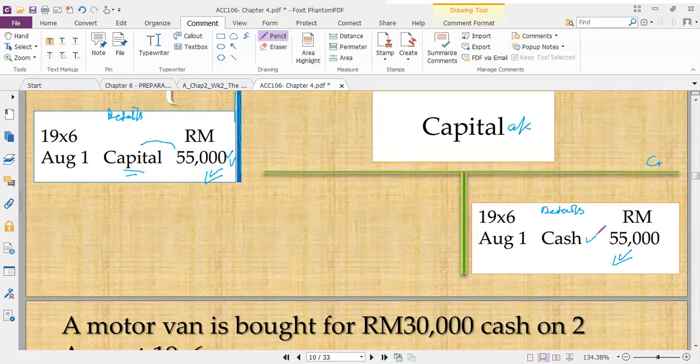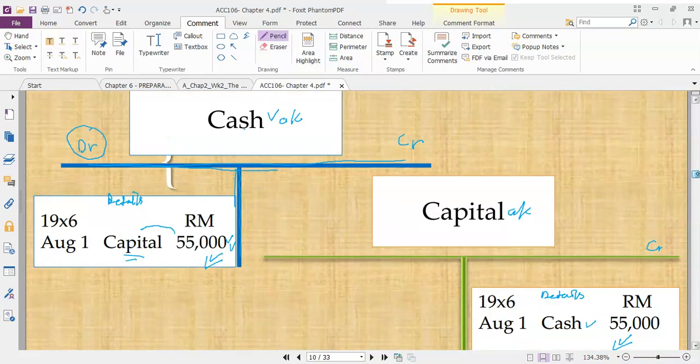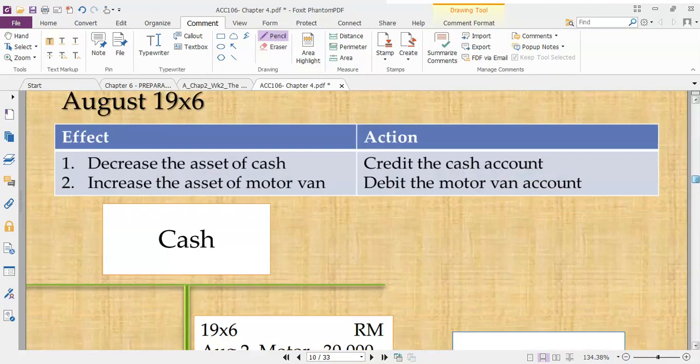Okay, can you understand how to open the ledger, how to put the transaction inside the ledger? Are you clear or not? Yes or not? Boleh ke tak? Boleh. Okay, siapa lagi yang tak faham how to put the ledger, or how to put the double entry inside the ledger account? From the transaction itself, we must identify which element is that. After that we put inside the ledger account.